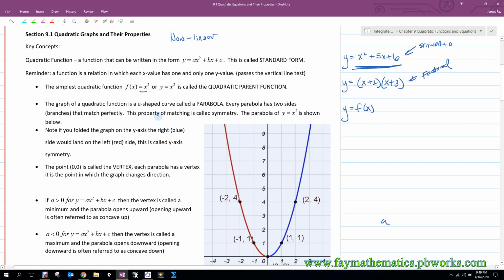This property of matching is called symmetry. Your body has symmetry. Butterflies have symmetry. Most animals have symmetry.